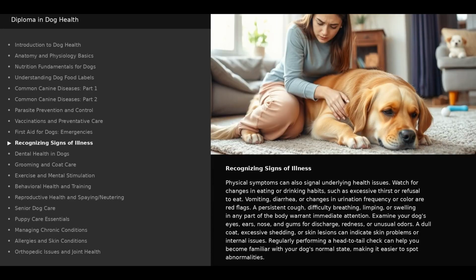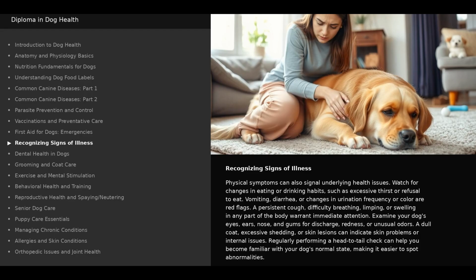Physical symptoms can also signal underlying health issues. Watch for changes in eating or drinking habits, such as excessive thirst or refusal to eat. Vomiting, diarrhea, or changes in urination frequency or color are red flags. A persistent cough, difficulty breathing, limping, or swelling in any part of the body warrant immediate attention.